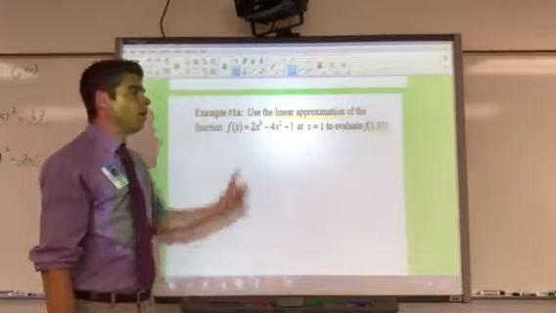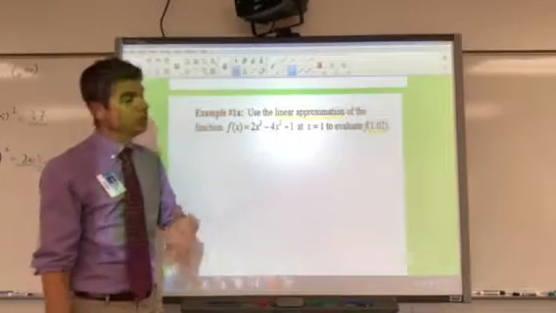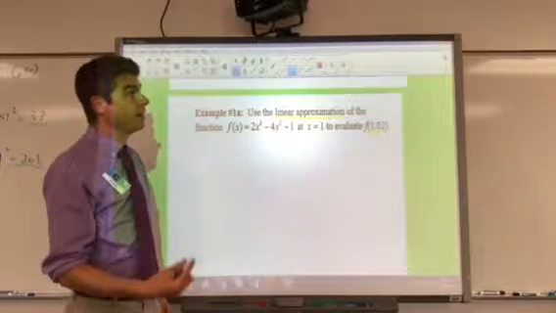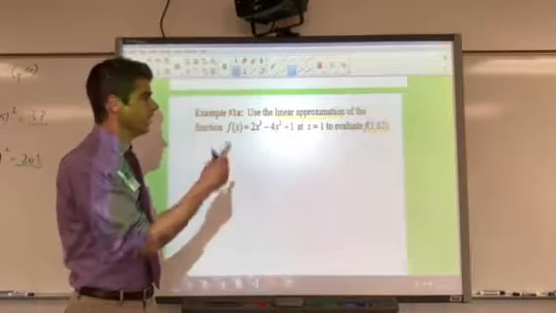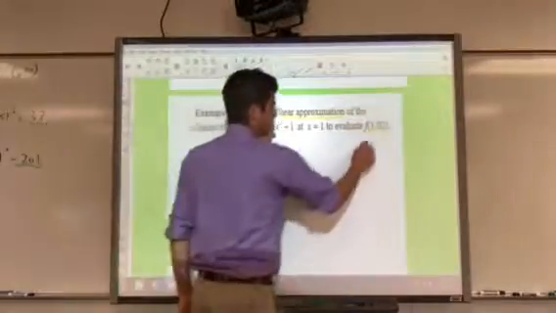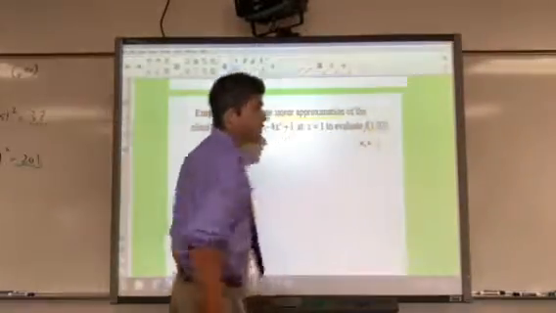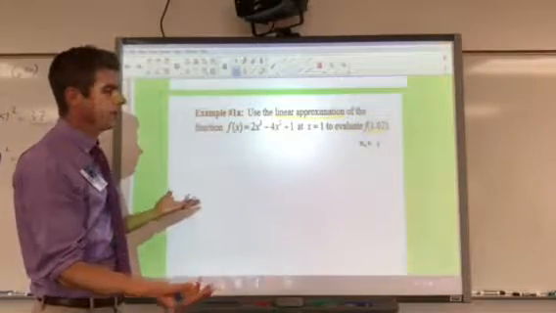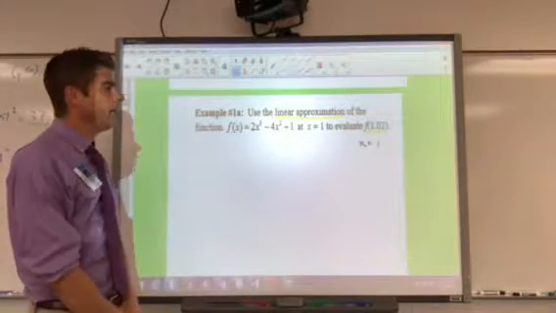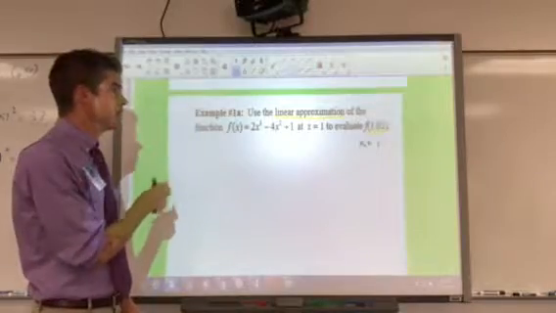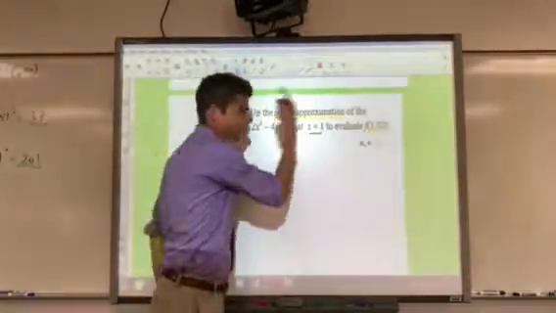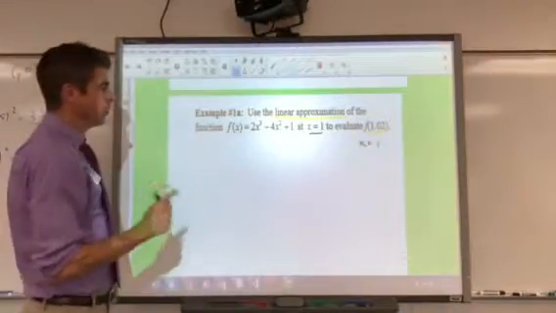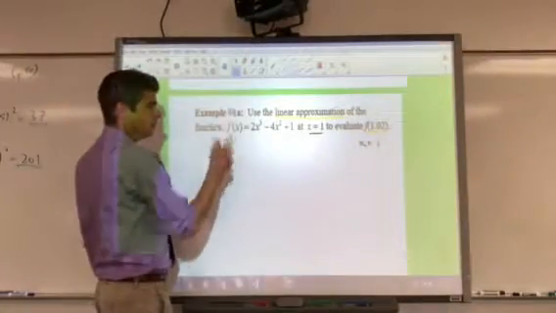But 1.02 is really close to 1, so I might want to find the equation of the tangent line at x equals 1, because I know what's happening at 1. It's an easier value to calculate, and then I can use the linear approximation at 1 to evaluate 1.02. Okay, so to get the linear approximation, first you need a slope.